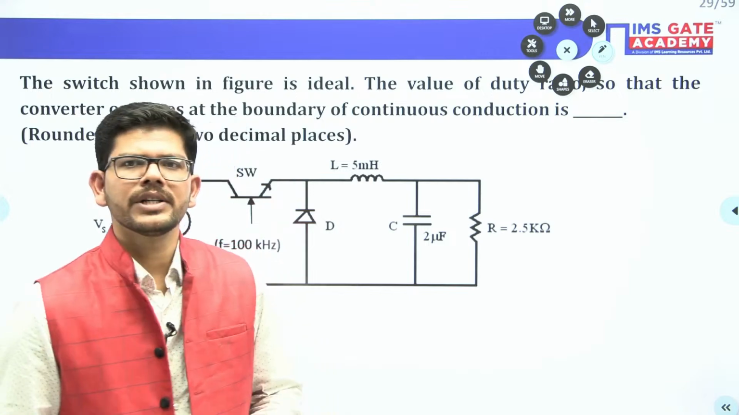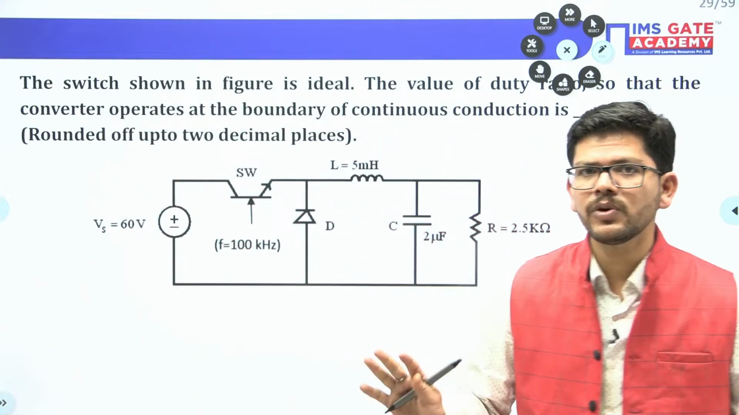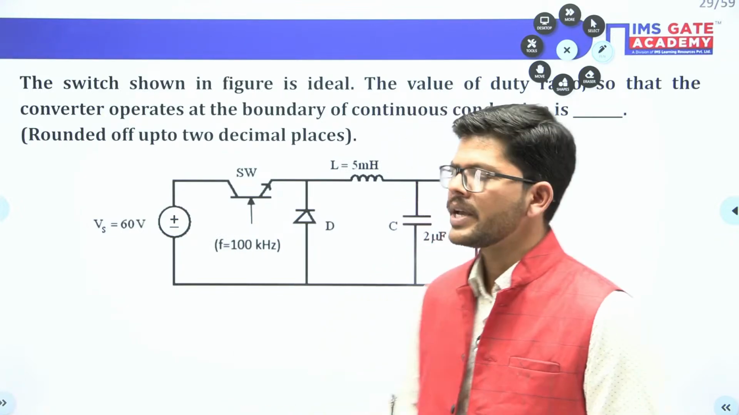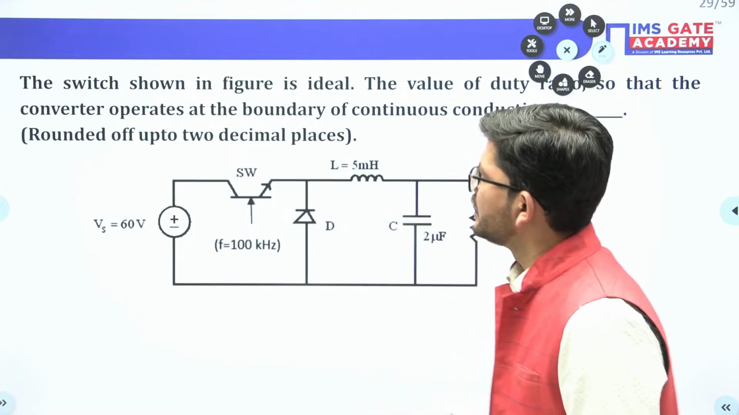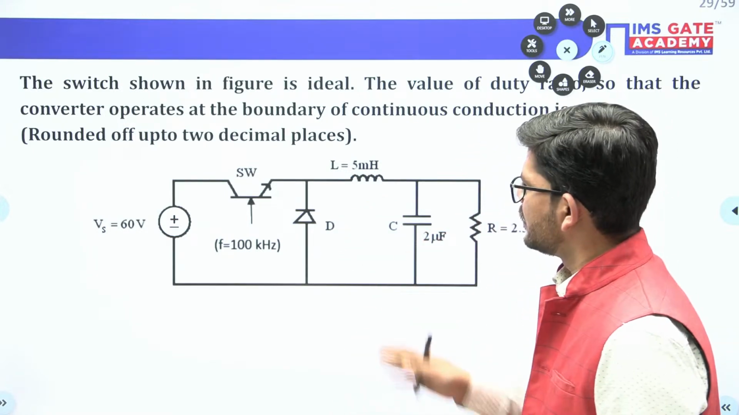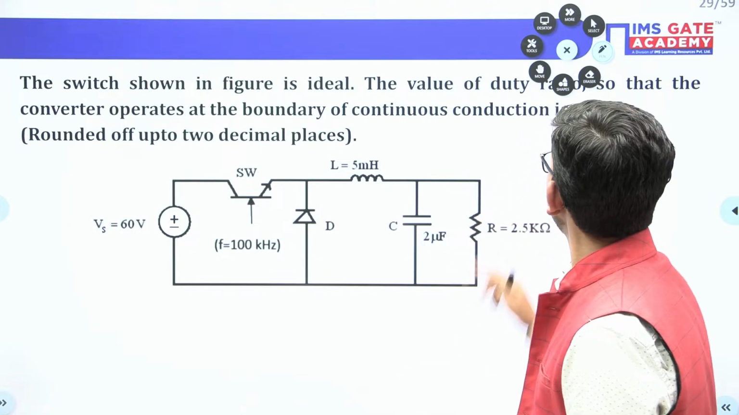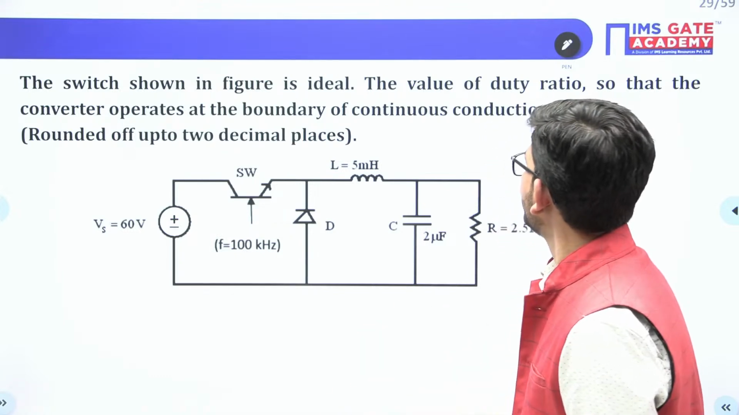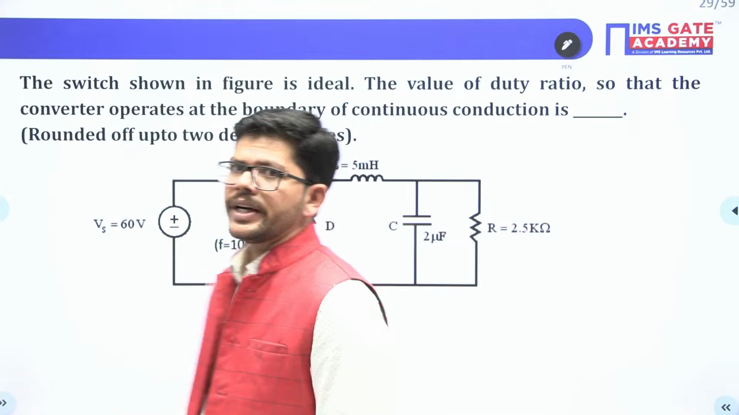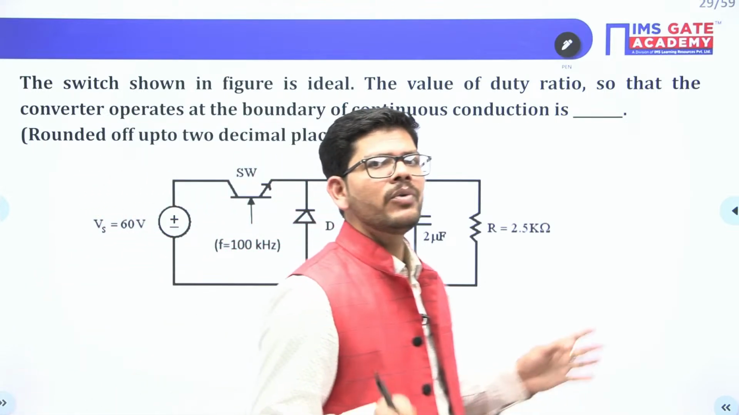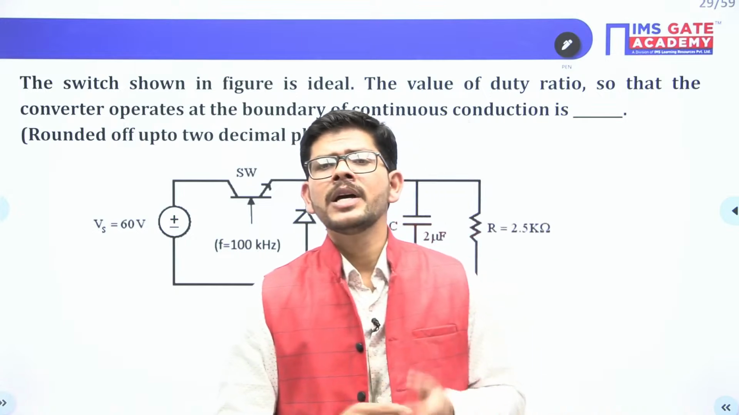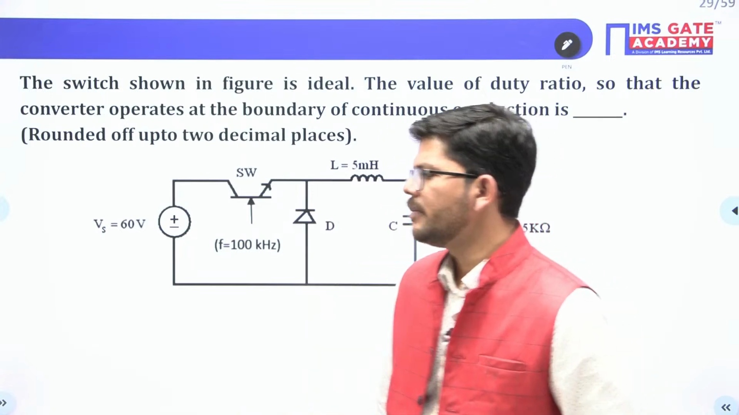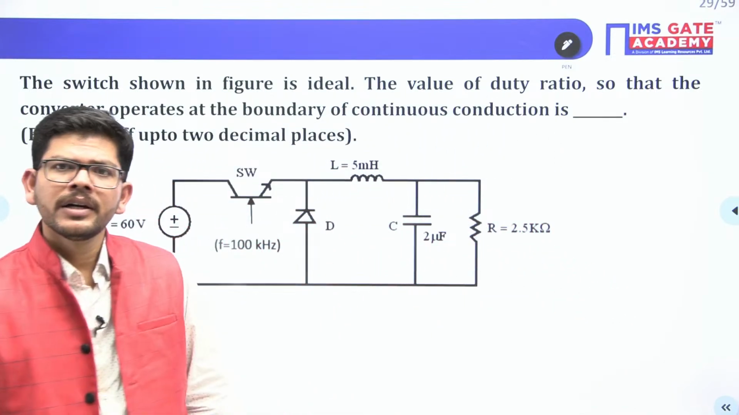Now in the continuation, I have another question for you, a very beautiful question, and the question in which most of the students struggle. I have seen them struggling. Let's see what has been given in this. The switch shown in figure is ideal. The value of duty ratio so that the converter operates at the boundary of continuous conduction. So it has been given that the converter is operating at the boundary of continuous conduction. At that time, what will be the value of duty ratio? Now, can you tell me what we have to do?